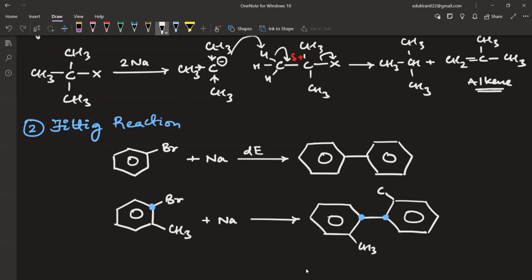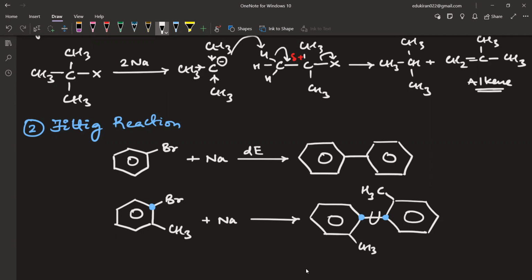If you have CH3 here, then also it is not a problem, because you just have to make sure that the CH3 group is attached adjacent to the carbon atom bearing halogen, right? So both of these are fine.